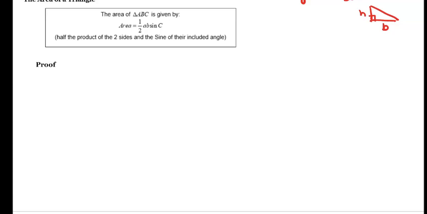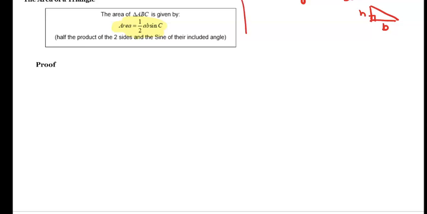What if you don't really have heights and stuff like that? If you don't have what you need, there's another formula that involves sine. And it is area equals 1/2, and instead of saying base times height, I'm saying AB times the sine of C. That's going to give me area. So let's figure out where this came from, because I'm not exactly sure where this came from, and I don't want to just say, oh, we can just do this. So let's make sure we understand it.